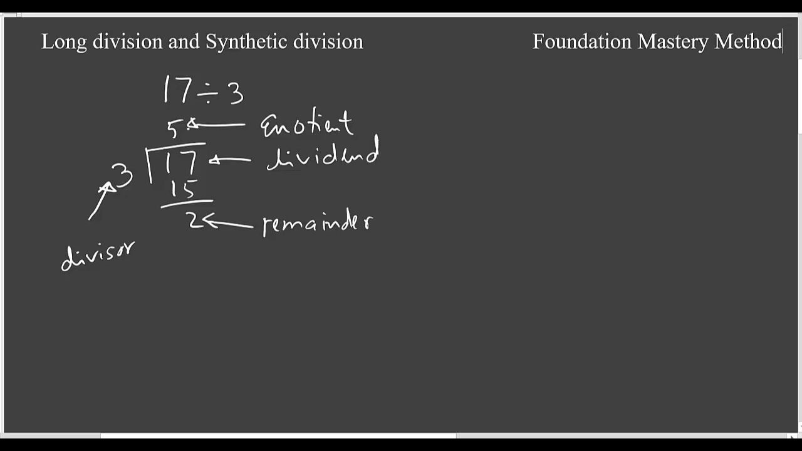Now when you divide 17 by 3, we can also write it this way, and our answer will be 5 plus 2 over 3. So this is your quotient, and then remainder over divisor. So this is the format, and we'll be following this one in our division. We'll be talking about two methods known as long division and synthetic division for polynomial divisions.